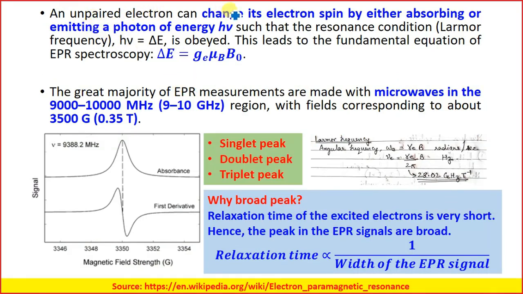An unpaired electron can change its electron spin by either absorbing or emitting a photon of energy h mu, such that the resonance condition, the Larmor frequency h mu equals delta E, is obeyed. This leads to the fundamental equation of EPR spectroscopy, delta E equals g_e mu_B B0. What is it telling basically?